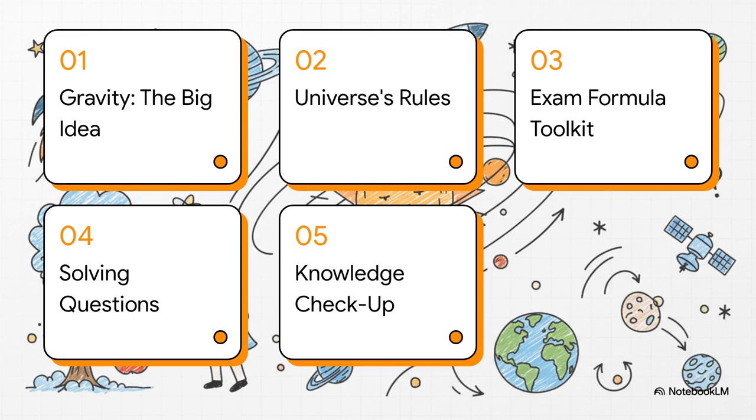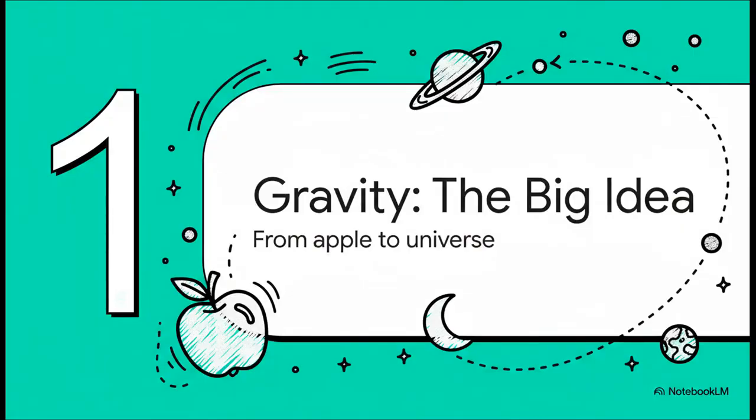So, here's our game plan. First, we'll get the big idea behind gravity. Then, we'll look at the rules of motion for the whole universe. Next up is your exam formula toolkit, followed by solving some real application questions. And we'll wrap it all up with a final knowledge checkup. Sound good? Let's go.